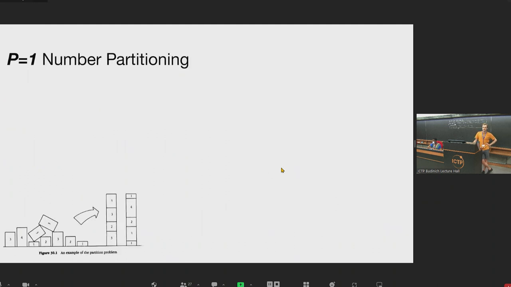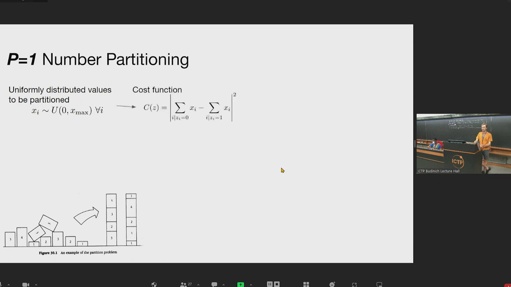Okay, so what does this look like? We are looking at number partitioning because this is a problem where we can analytically derive the overall PDF describing the problem. In number partitioning, you start with some values, and the objective is to split these values into 2 sets, such that the sum of the elements in each of these sets is equally large. And so we start with some, say, uniformly distributed values. And from this, you can obtain a cost function of our problem.